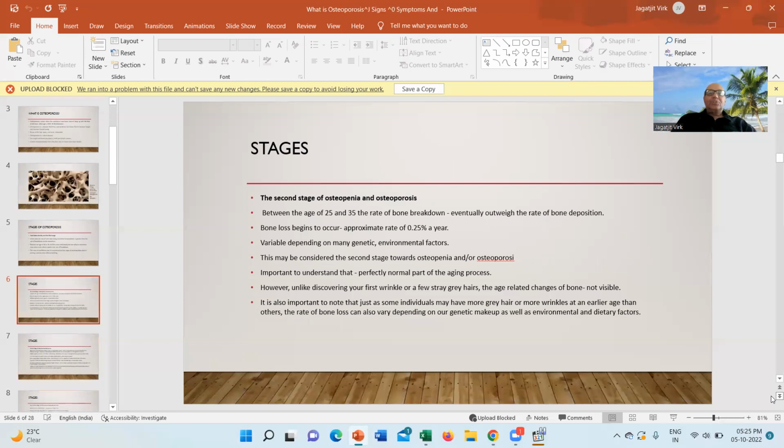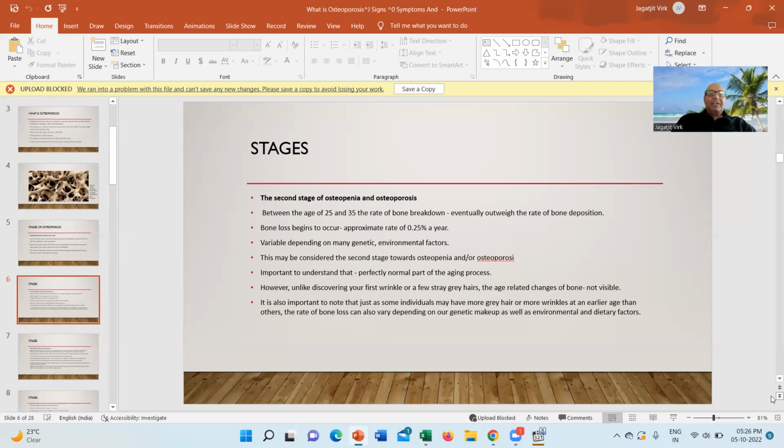The second stage of osteoporosis and osteopenia: between the age of 25 and 35, the rate of bone breakdown eventually outweighs the rate of bone deposition. Bone loss begins to occur at an approximate rate of 0.25% a year, variable depending on many genetic and environmental factors. This may be considered the second stage towards osteopenia and/or osteoporosis.